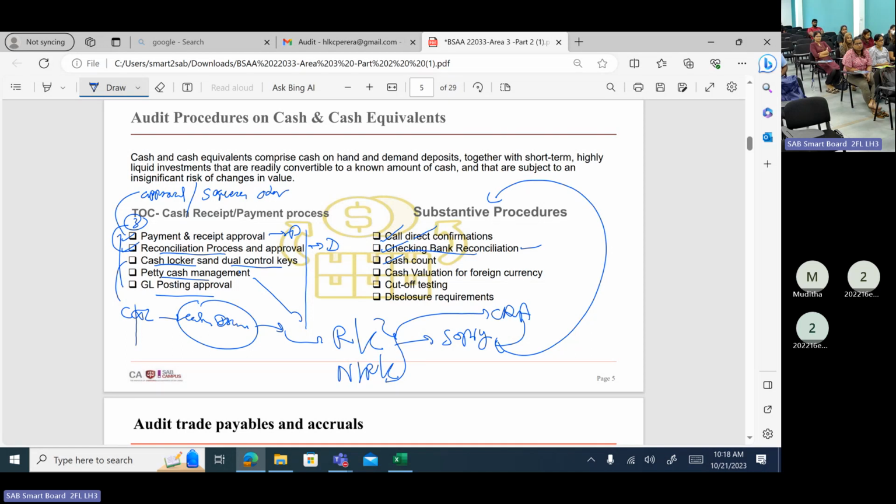What do you call that? So the cash valuation: if you have foreign currency, you have to use the correct exchange rate to evaluate the correct balance. As an accountant, you have to use the correct exchange rate for valuing cash. You have foreign currency, so what's the rate you have to use? Buying rate or the selling rate? We have cash.